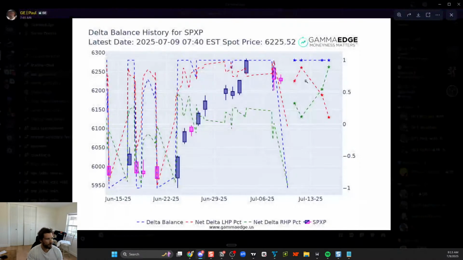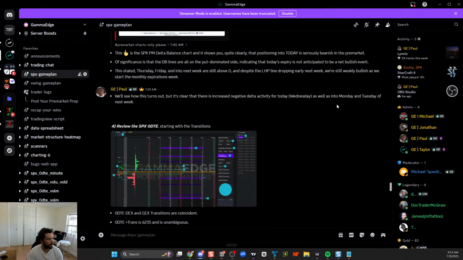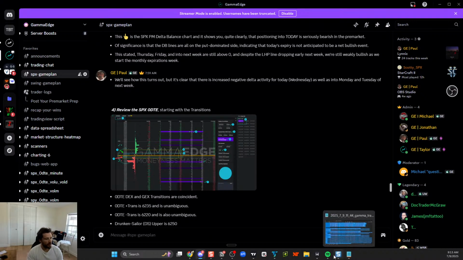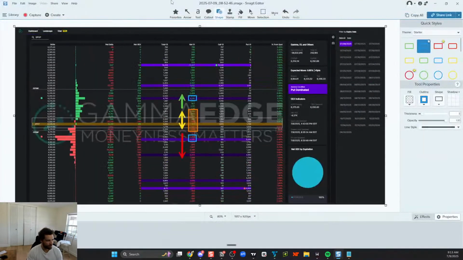Delta balance, same thing, looking here, pinned at 1, so that is good to see. Bit of a collapse yesterday, but it looks like it's going to be repairing itself out into the week. Finally, getting into SPX 0 DTE complex.